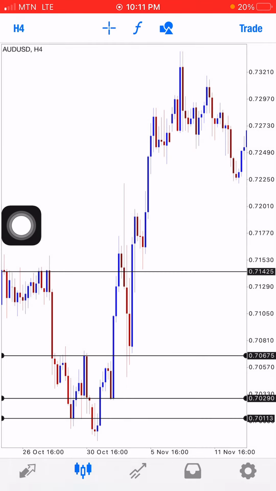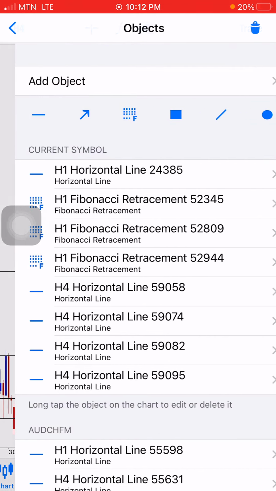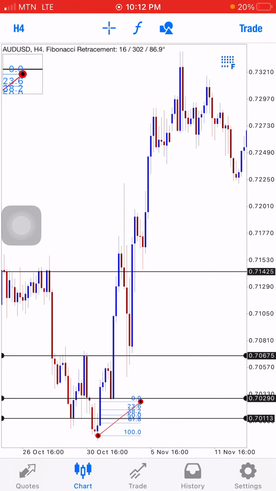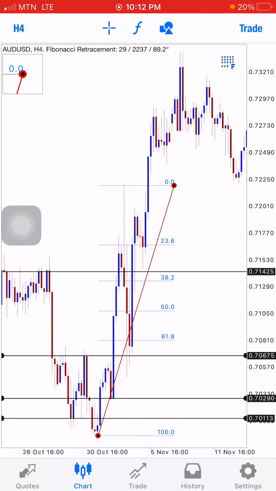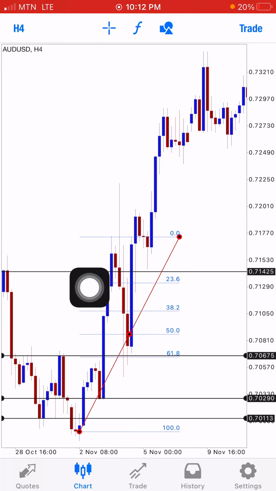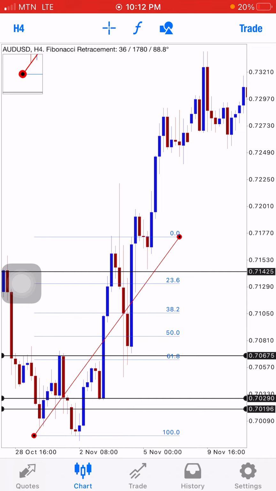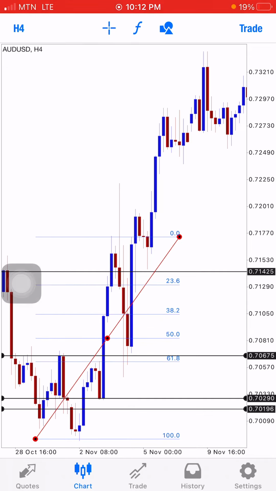So I'll pick my Fibonacci retracement tool. You go to object, you select Fibonacci, where the trend started and where it ended. This is where the retracement started. Price went up here and started retracing from that level. So price started here, went here, then retraced. On that neckline, the neckline is the same as the 61.8 Fibonacci.